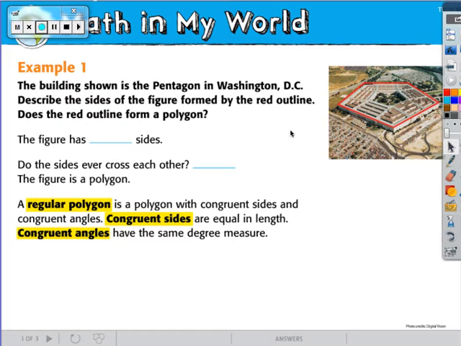All right. Our example in your book. What page? 903. You got that. Okay. So the building shown is the Pentagon in Washington, D.C. We're going to describe the sides of the figures formed by the red outline. So look in your book. There's a red outline. All right. Does the red outline form a polygon? Well, let's talk about that first. Is it a polygon? Yes. So yes, it is a polygon.